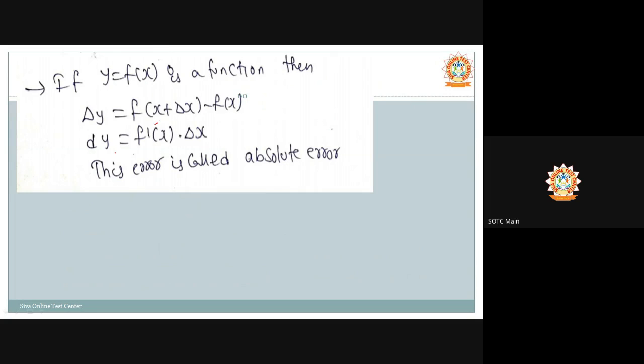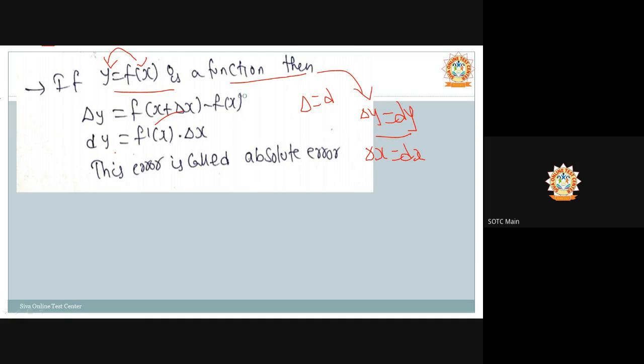Let us suppose y is equal to f of x is a function, right? Then dy or delta y is nothing but the change in y. I am assuming the change in y as delta y or dy, and the change in x as delta x or dx. So now there is x, and a small error came in x, which we call delta x or dx. If there is an error in x, definitely there will be an impact on this y as well. That error or that change we are denoting as delta y, right?